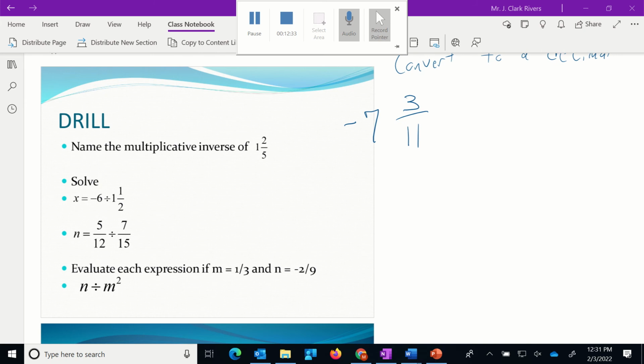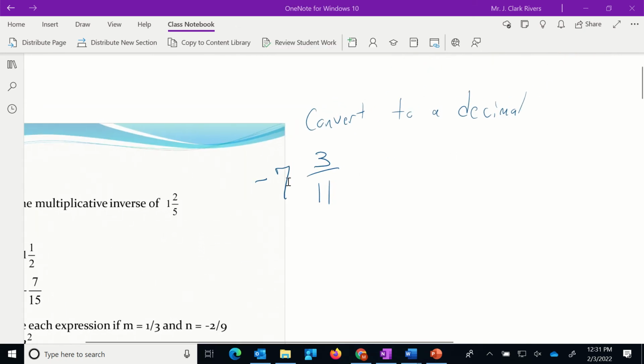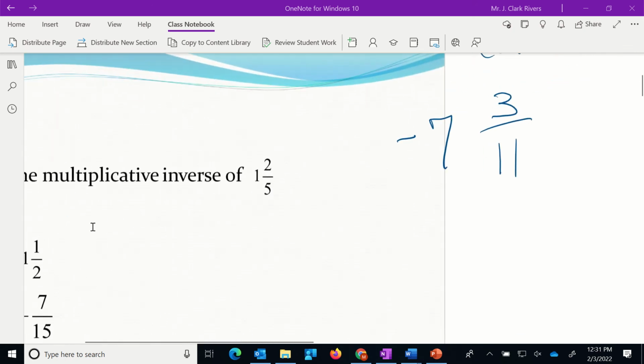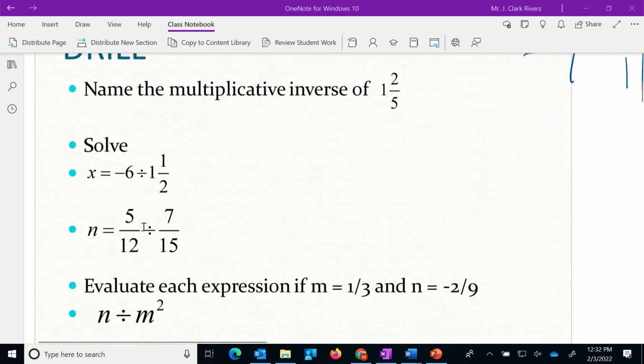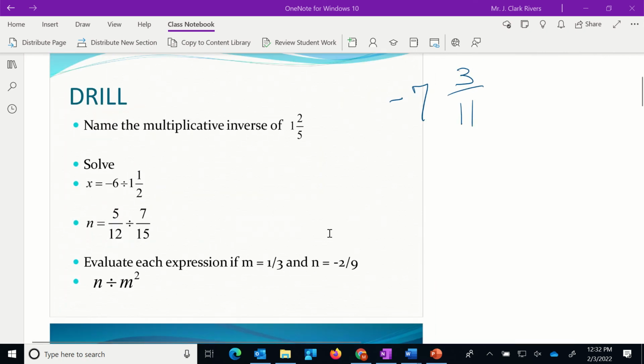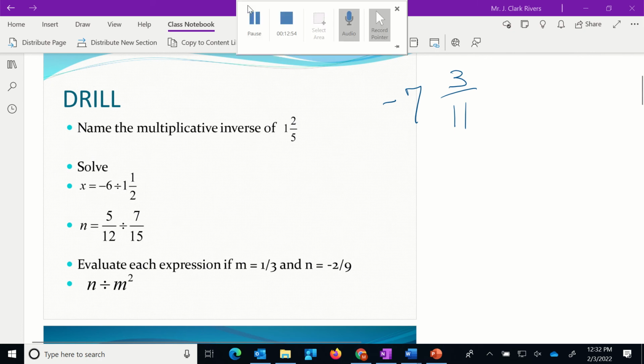Let's work these drill problems here. I have written one down for you as well. Let's convert this to a fraction. This will get you ready for your quiz, that's on the quiz today or tomorrow. Name the multiplicative inverse of 1 2/5, and then divide those two problems, and then work that last one down there too. So let's take about 5 minutes or so, and let's work these 5 problems. Go and do that now.